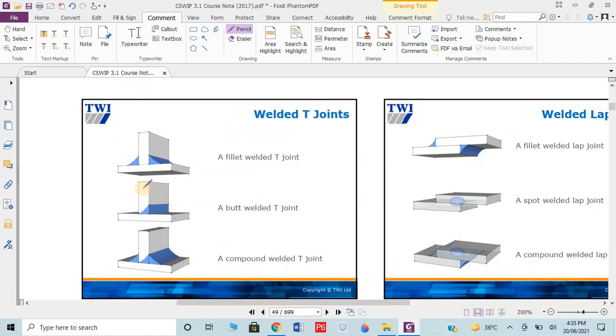Okay, clear? You can clear also here. Fillet weld, butt weld only that area, fillet weld outside area, compound weld inner and outer area.